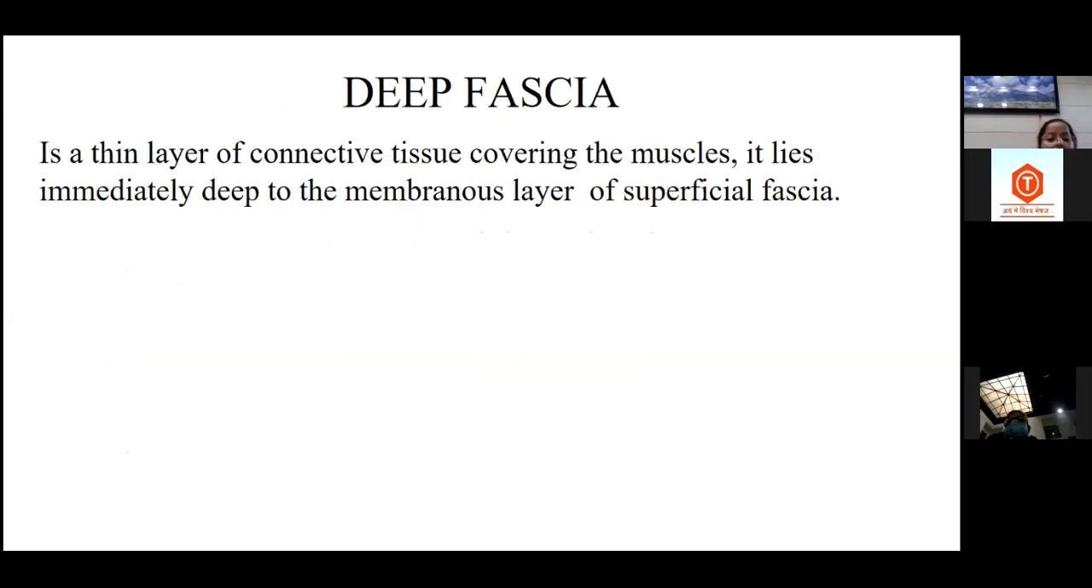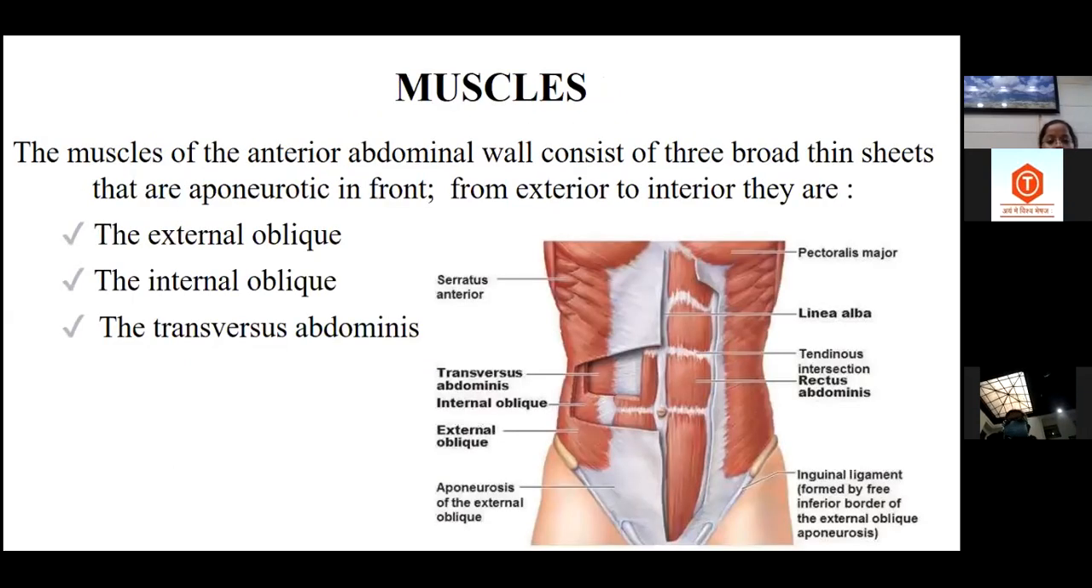The transversalis fascia is a thin layer of connective tissue covering the muscle. It lies immediately deep to the membranous layer of the superficial fascia. The muscles of the anterior abdominal wall consist of 3 broad thin sheets that are aponeurotic in front, and from exterior to interior they are the external oblique muscle, internal oblique, and transverse abdominis muscle. So in this picture we can see the external oblique, and below that the internal oblique and the transverse abdominis muscle.